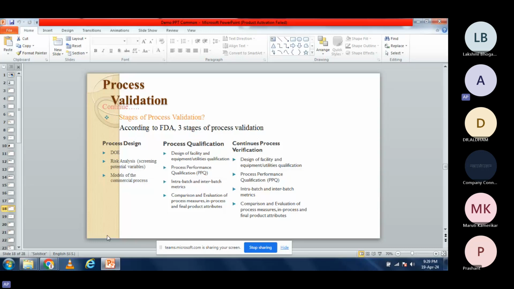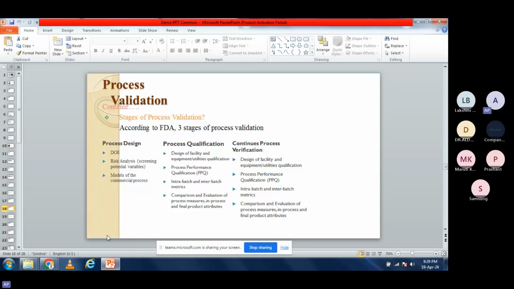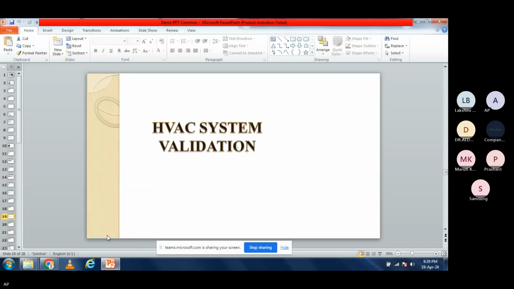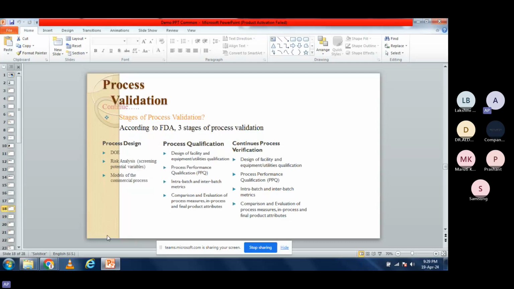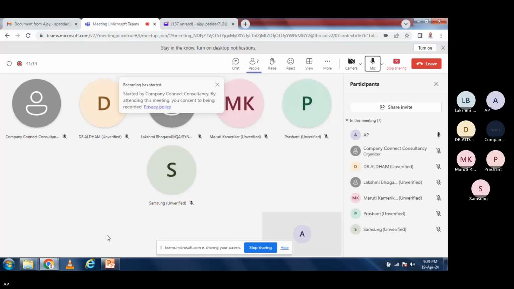Then the commercial manufacturing will start, and the commercial batches manufactured are covered by continuous process verification. Continuous process verification means that after process performance qualification, there should be some checks which assure that the product being manufactured on a regular basis is meeting quality and consistency throughout the process. So this is all about process validation. Does anybody have any query?